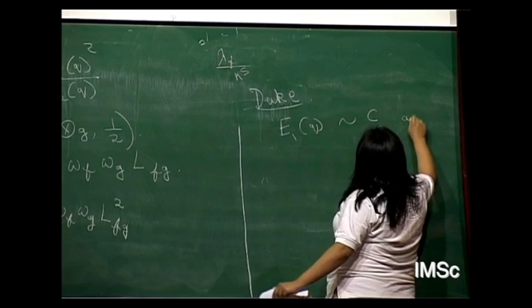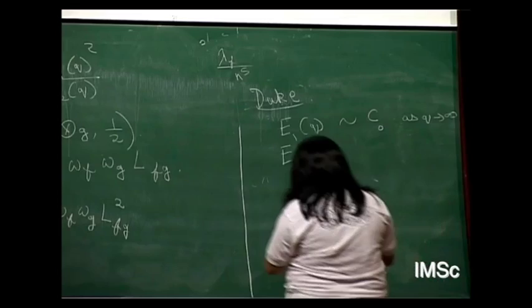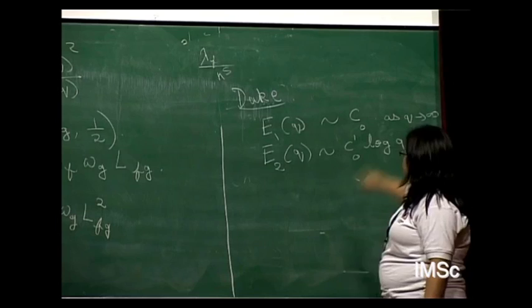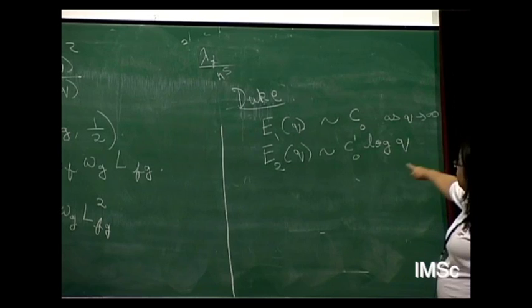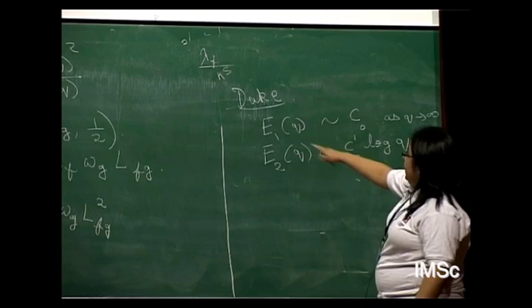And E2 of Q does not behave as well as we would like it to. And so what he was able to show is that you can find some other constant, but it's a multiple of log Q. Okay, and from this you immediately see that these two estimates will not give us what we are after, right? Because as Q goes to infinity, E1 of Q whole square over E2 of Q will go to zero.